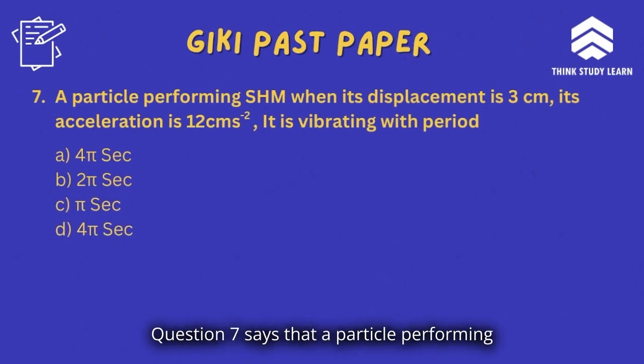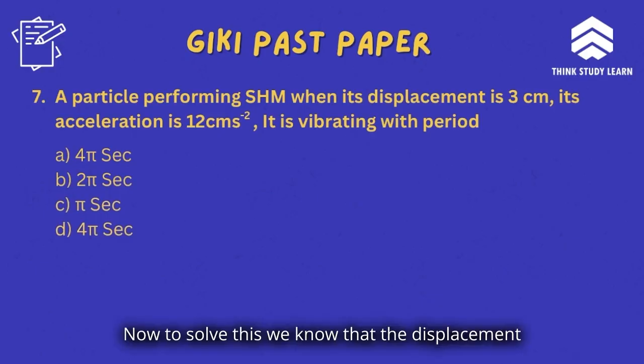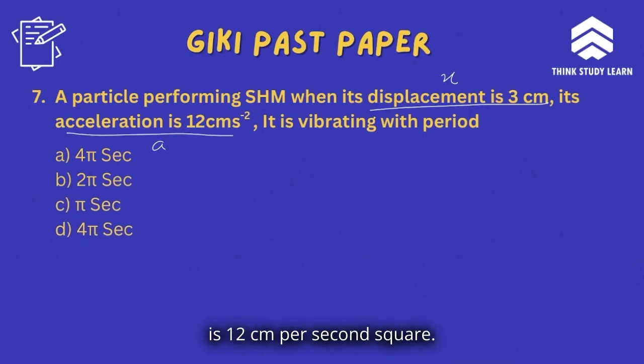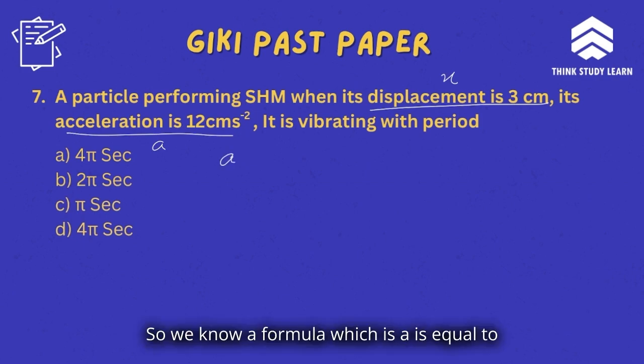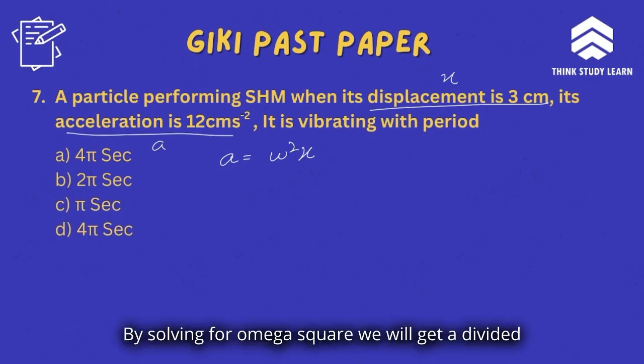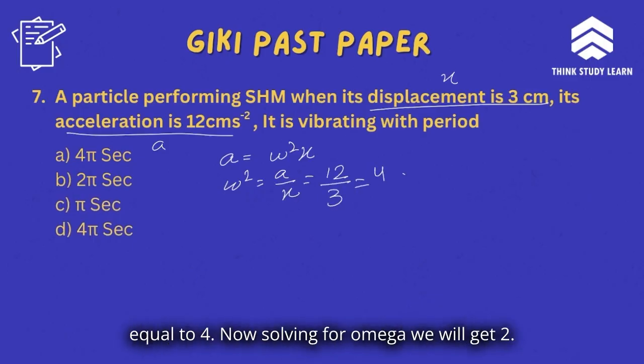Question 7 says that a particle performing simple harmonic motion, when its displacement is 3 cm, its acceleration is 12 cm per second square, is vibrating with period. Now to solve this, we know that the displacement is 3 cm and we also know that the acceleration is 12 cm per second square. So we know a formula, which is a is equal to omega square into x. By solving for omega square, we will get a divided by x. So we can say that 12 divided by 3 is equal to 4. Now solving for omega, we will get 2.